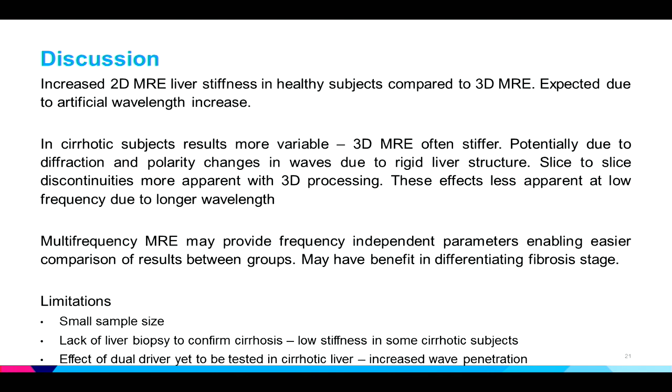Some limitations of our study, obviously 13 subjects, very small sample size. A big one is the lack of biopsy. All these cirrhotic patients were confirmed through MRI scans. There was no actual pathology. So the stiffness is a bit low in some cirrhotic subjects. Usually we expect between 5 and 6 kPa. Some of them had 3 to 4. So in the future, we'd like to have an actual gold standard reference to make sure that we are staging these people accurately.